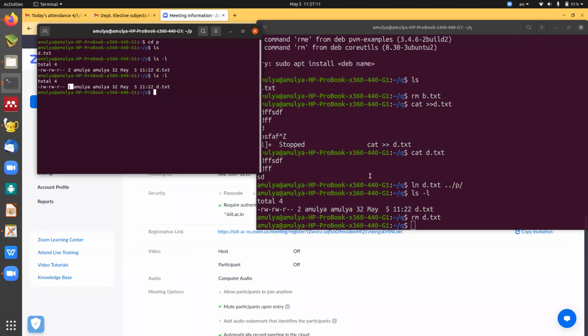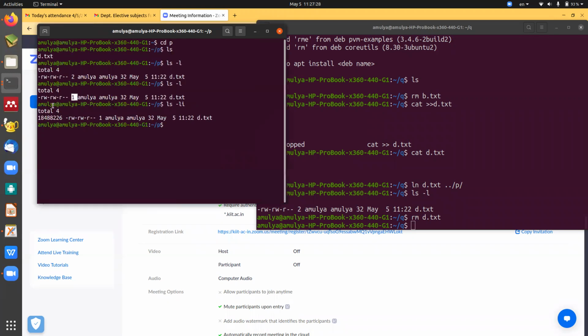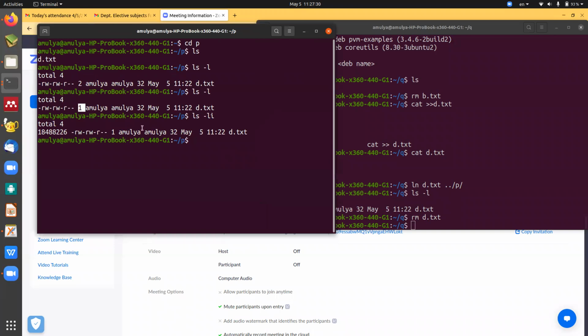So how can you verify? You can run ls -li. What is the inode here? Just look into it. The inode is 1848 something.